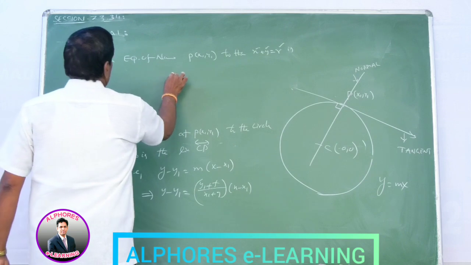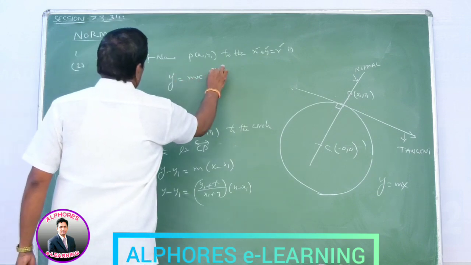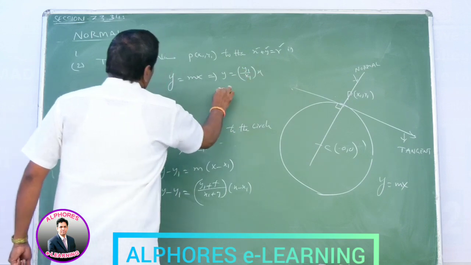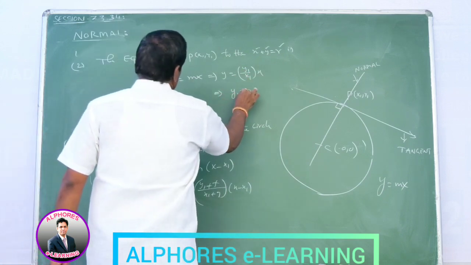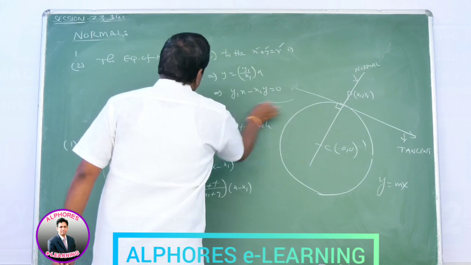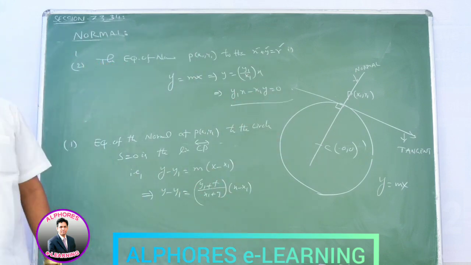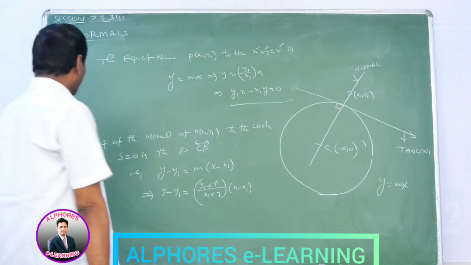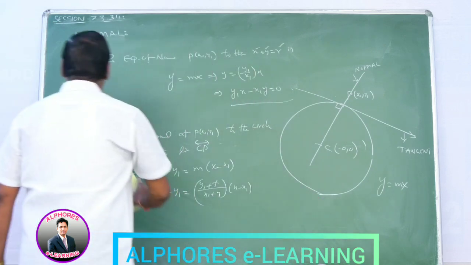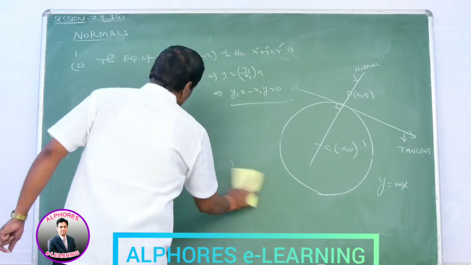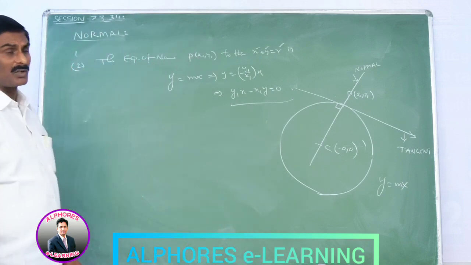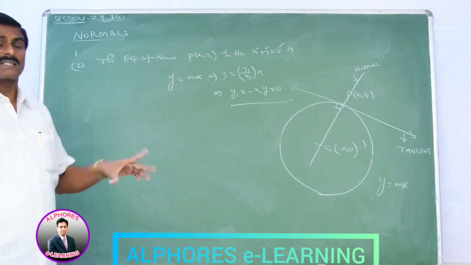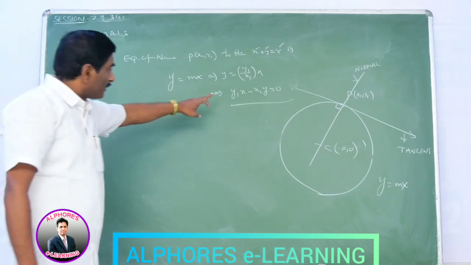So the equation of the normal is y is equal to mx. That means y is equal to y1 by x1 into x. That means y1x minus x1y is equal to 0. It is the equation of the normal for the small circle, that means when the center is (0, 0). Okay, second one. Equation of the normal for the circle x square plus y square is equal to r square. If the point on the circle is given, then the equation of the normal is this.